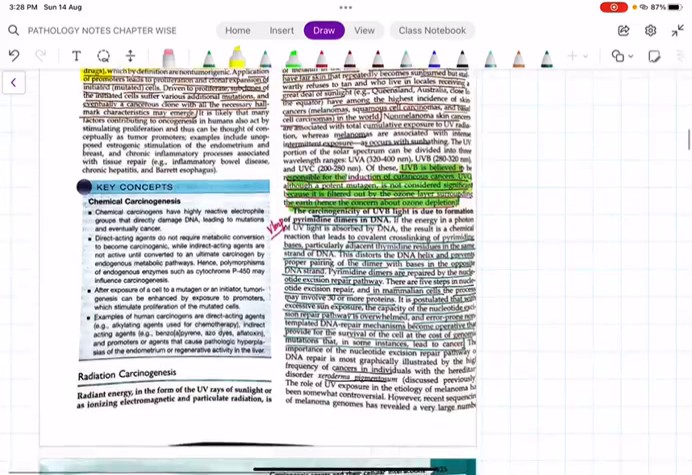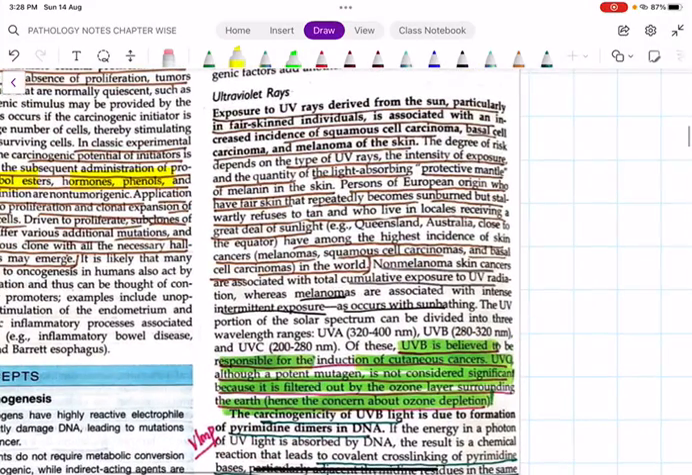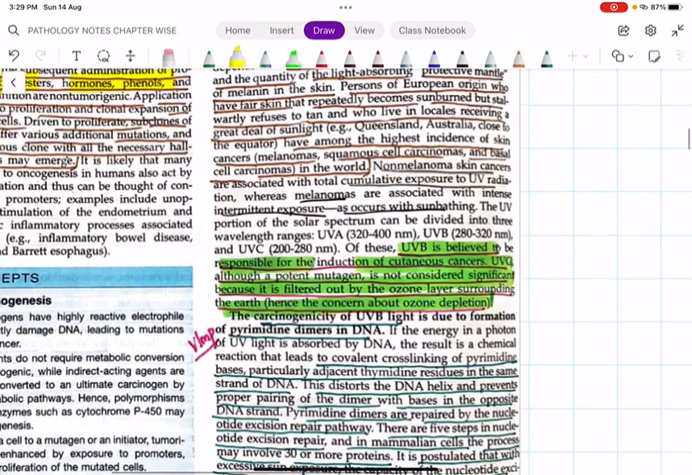Now let us see radiation carcinogenesis. In that we have ultraviolet rays. Ultraviolet rays most commonly increase the incidence of squamous cell carcinoma, basal cell carcinoma, and melanoma of the skin. And remember, ultraviolet B is the most important culprit responsible for the induction of cutaneous cancer, whereas ultraviolet C is not considered significant because it is filtered out by the Earth's ozone layer.